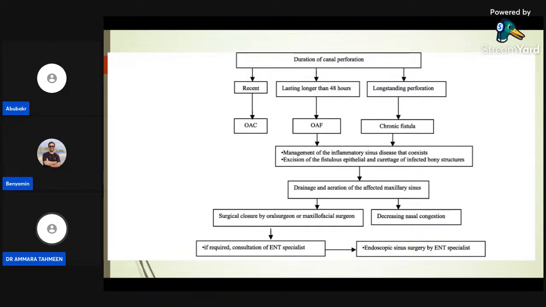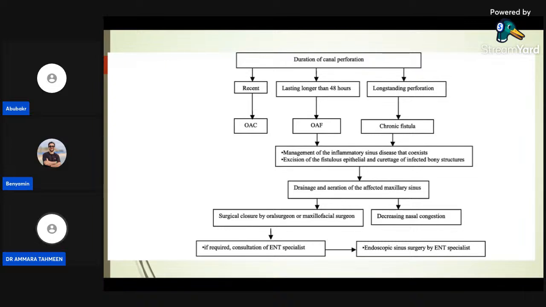After that, you have to do the drainage and aeration of the affected masses. That means if there is inflammation or a presence of infection or any abscess, then you have to irrigate the maxillary sinus thoroughly from the oroantral communication from the intraoral cavity.